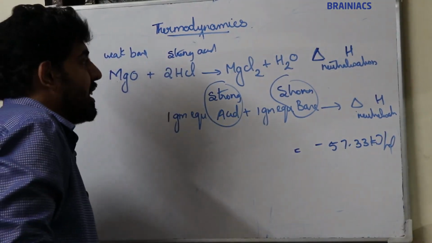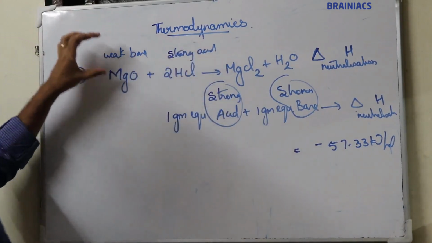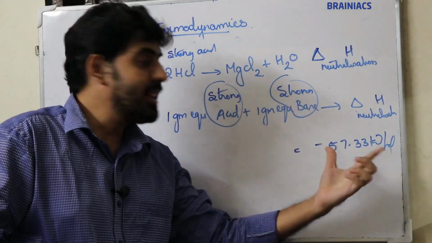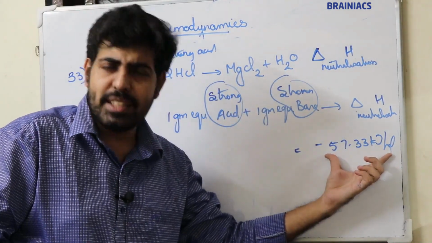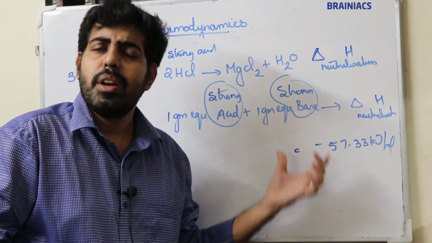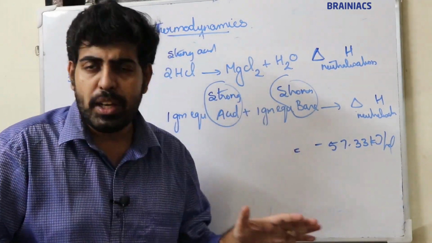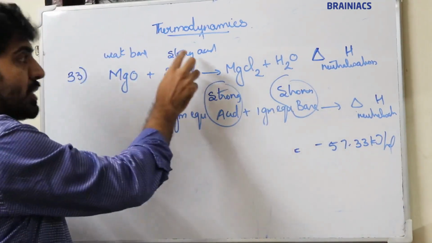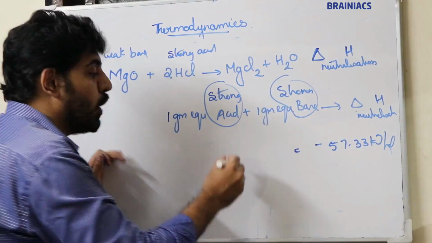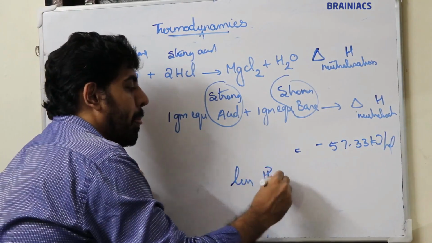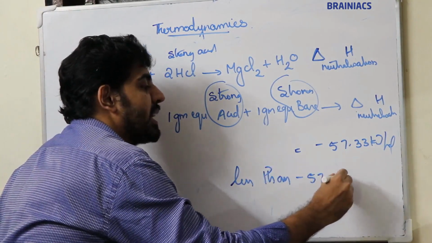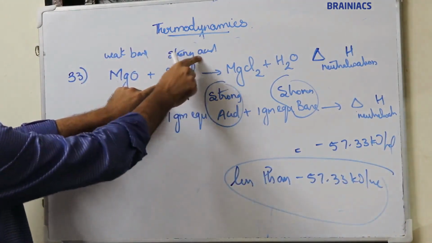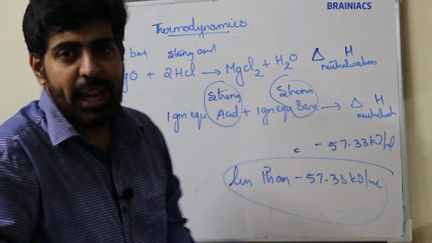So, here, HCl is a strong acid and MgO is a weak base. If both are strong, then the enthalpy of neutralization value is always minus 57.33 kilojoules per mole. But if either acid or base is weak, then the value will be less than minus 57.33 kilojoules per mole. So here, HCl is a strong acid and magnesium oxide is a weak base.